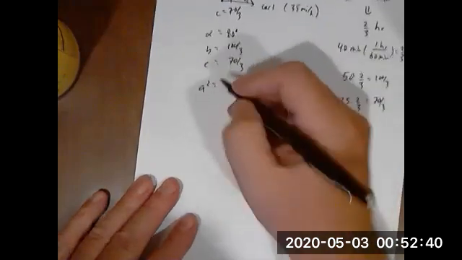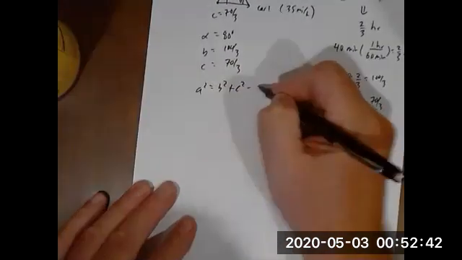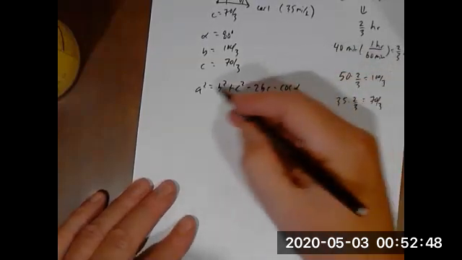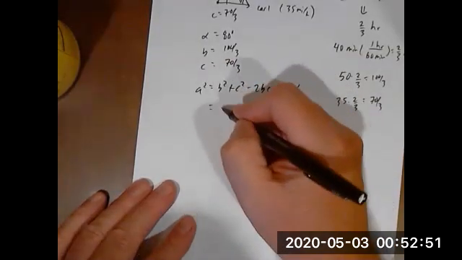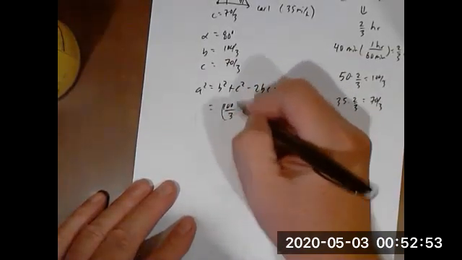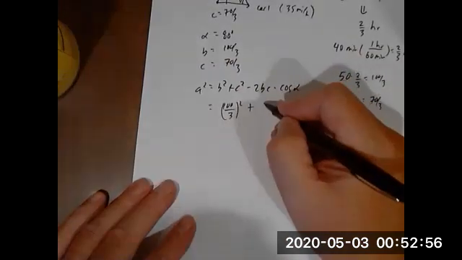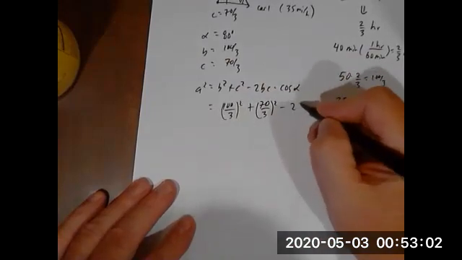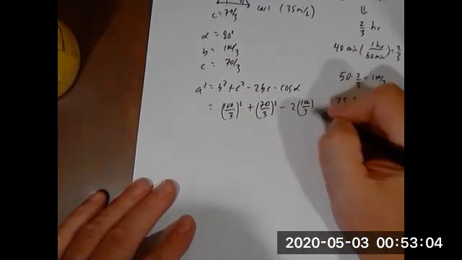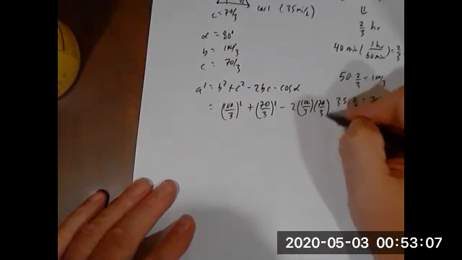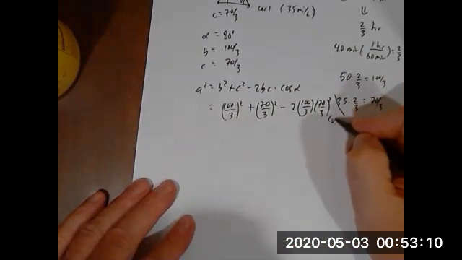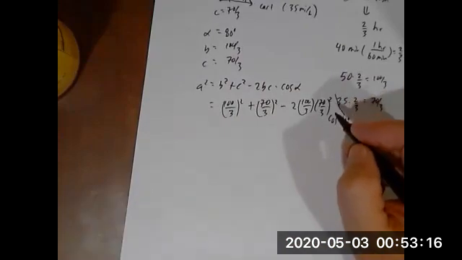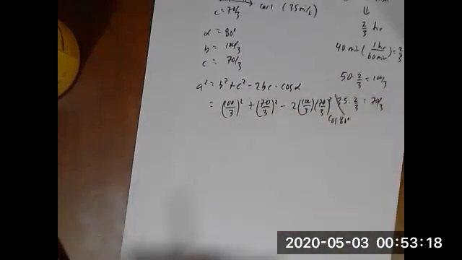A squared is B squared plus C squared minus 2BC times cosine of alpha. I know everything here but A. So 100 over 3 squared plus 70 over 3 squared. These fractions make it a very ugly problem. It would probably have been better if I had written these as decimals, times cosine of... I should probably convert these to decimals.